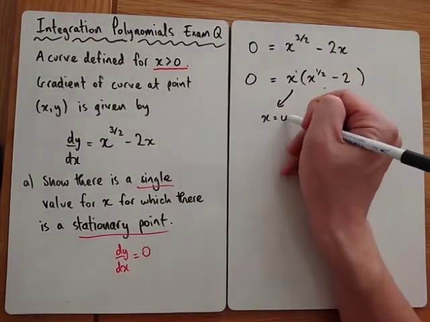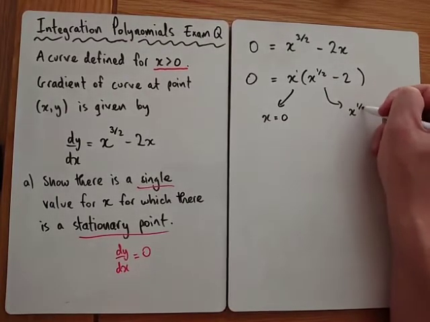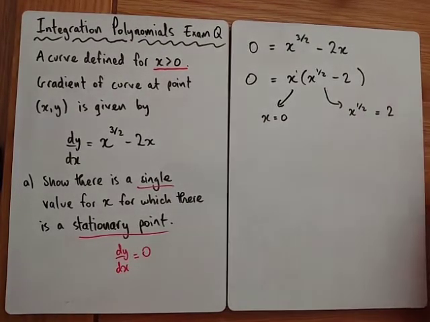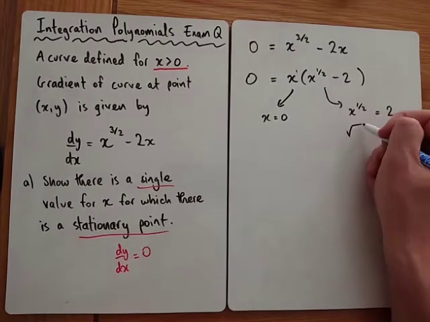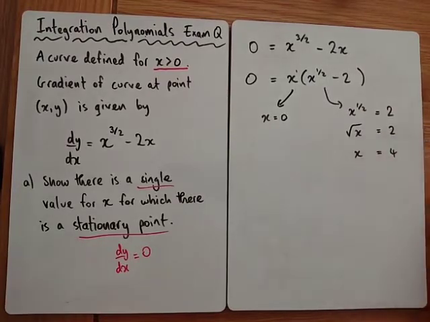x equals 0, x to the half equals 2. x to the half is the square root of x, isn't it? So the square root of x is equal to 2 is the same as saying x is equal to 4. If we just square both sides, we don't need plus or minus, we're squaring, we're not square rooting. So if you square both sides, you just get 4.